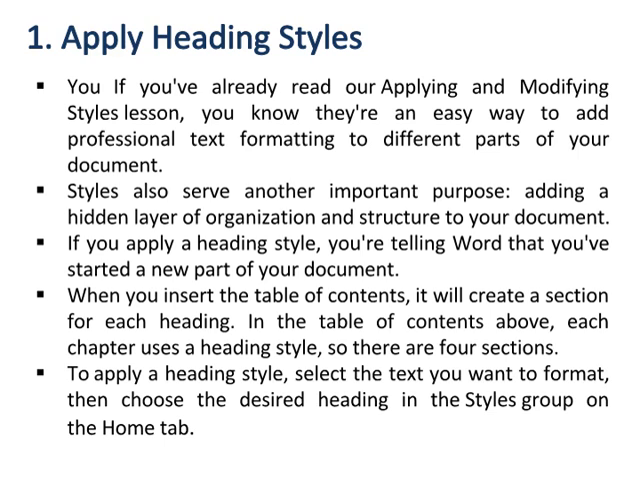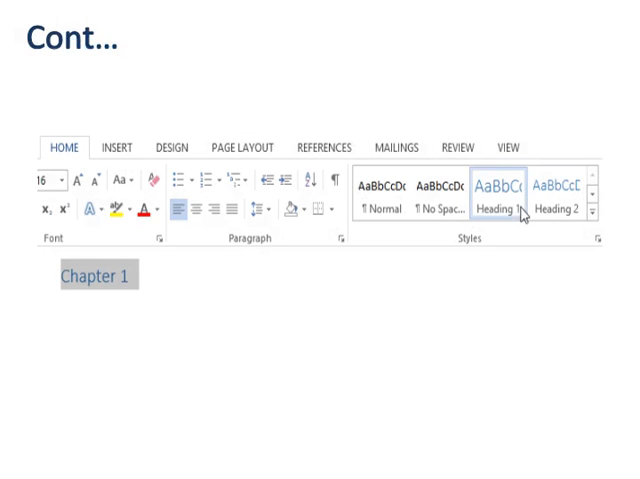If you apply a heading style, you're telling Word that you've started a new part of your document. When you insert the table of contents, it will create a section for each heading. In the table of contents above, each chapter uses a heading style, so there are 4 sections. To apply a heading style, select the text you want to format, then choose the desired heading in the Styles group on the Home tab. Here is an example of how you will select heading styles by writing Chapter 1.